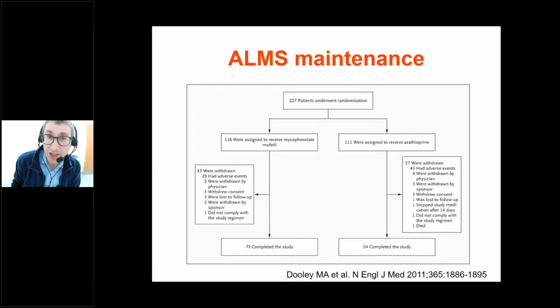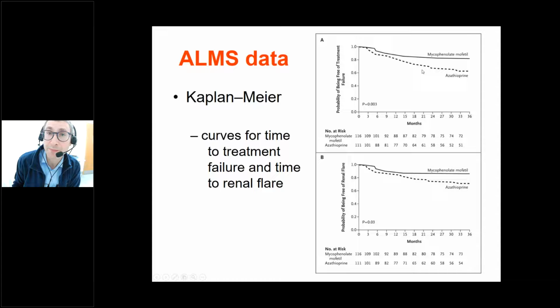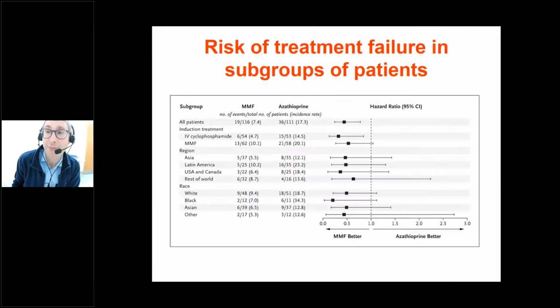Interestingly, those patients who were in the maintenance study were then randomized to receive either MMF or azathioprine. And you can see here in the Kaplan-Meier graphs that the probability of being free of treatment failure was much better in the MMF group, with far fewer renal flares, which is why MMF has become more of the mainstay of treatment, whereas, as you know, some of the vasculitis studies preferred azathioprine as the treatment.